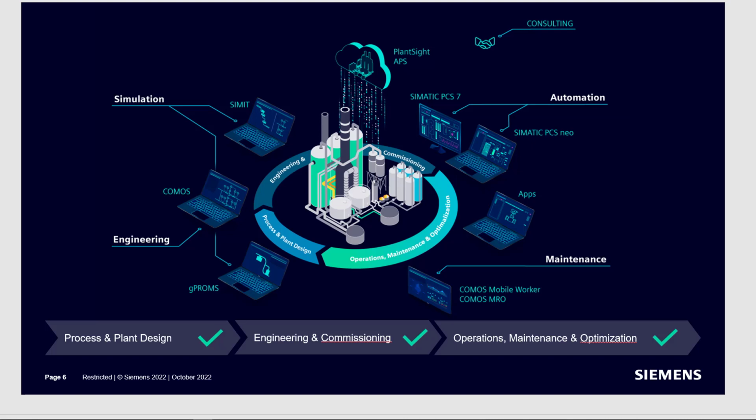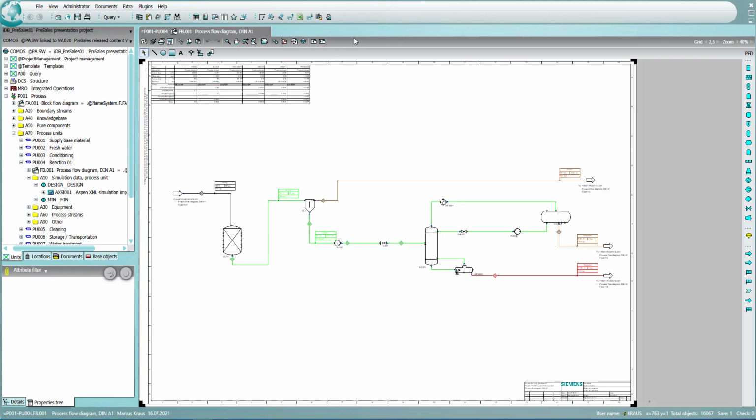Hello, I'd like to give you a short impression about how COMOS can integrate and support the different kinds of life cycle phases: from process and plant design, to how COMOS can support during engineering and commissioning, and during operation, maintenance and optimization.